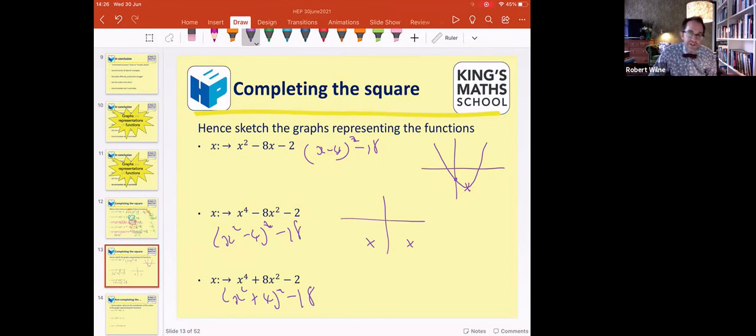It's not right to say it's got 2 vertices, but it's got two minimum points. Whereas this one has a minimum point, but it occurs only at x equals 0. The minimum of this expression x squared plus 4 is when x is 0. So the minimum of the whole expression must be when x is 0.